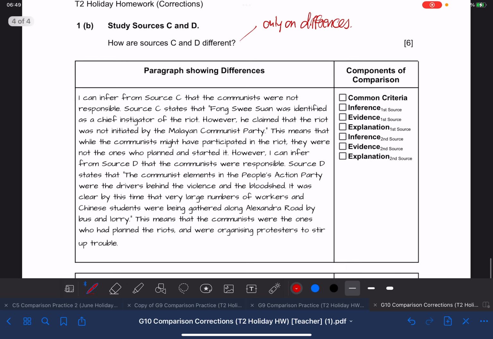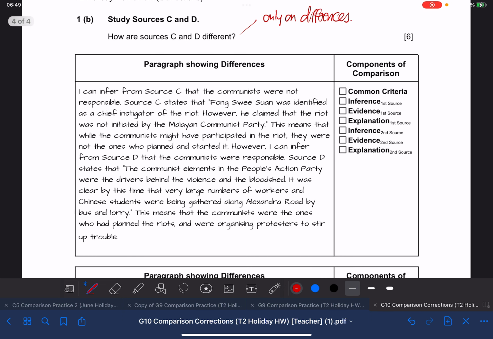So let's read this first paragraph. I'm looking for a difference paragraph. I can infer from source C that the communists were not responsible. Okay, I'm gonna see that here they're missing things, right? I'm missing my entire answer the question. They don't answer at all. How are they different? Okay, so there's no common criteria here. In fact, this student just jumps straight into an inference. He says, I can infer from source C that the communists were not responsible.